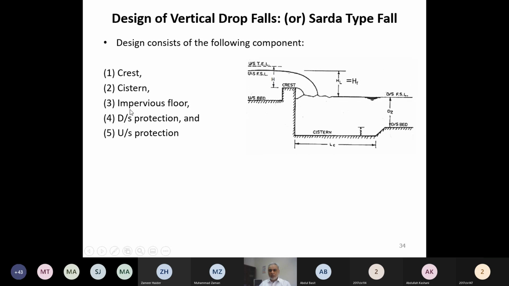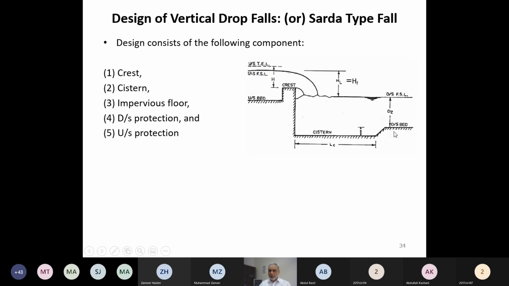There is an impervious floor we have to provide. We have to provide a concrete floor, a little bit on the upstream side and some part on the downstream side, to take care of the uplift pressure. When a fall is provided, an obstruction is provided, and there is high water level on the upstream side and low water level on the downstream side. So because of the porous soil over here, water will penetrate into the soil, and it will try to uplift this canal bed also.